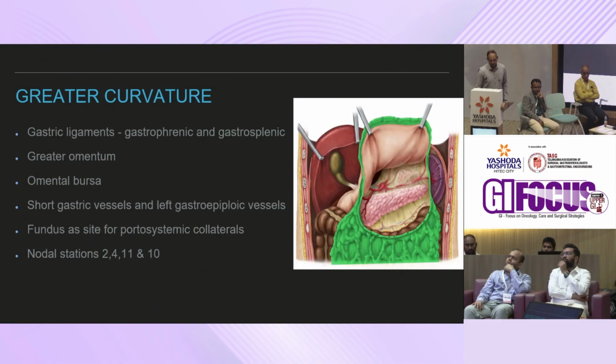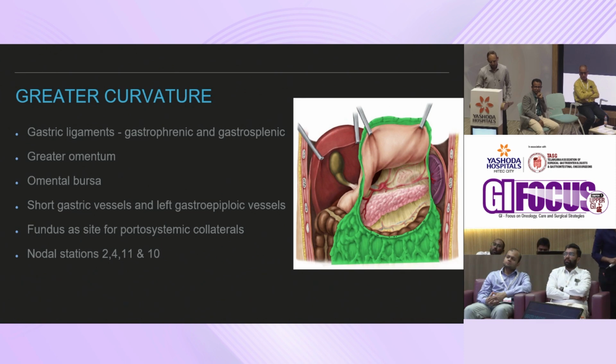The greater curvature mainly has the gastrosplenic and gastrophrenic ligaments, division of which will help us in mobilization of the stomach. And this is also the site where we start dissecting the omental bursa in doing the bursectomy, from the anterior surface of the pancreas all the way up to the lesser omentum. The short gastric vessels and the left gastroepiploic vessels are seen here. And the fundus, as we already discussed, is a site for portosystemic collaterals.